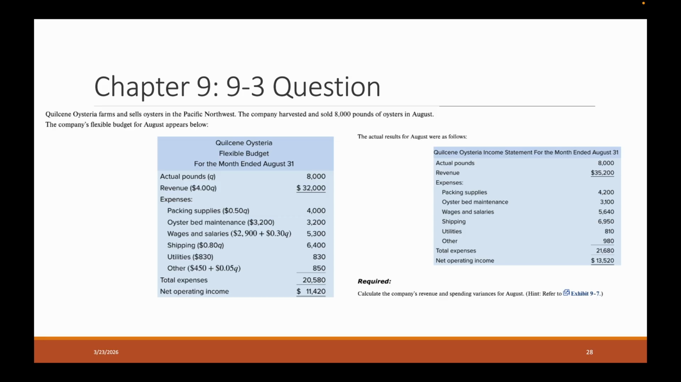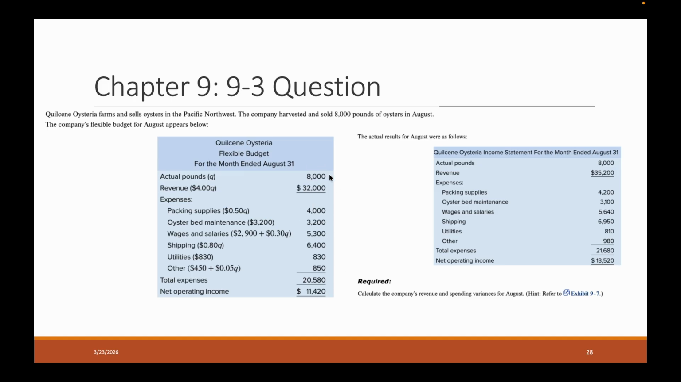More on that, we'll be looking at exercise 9-3 in the textbook. Quilcene Oysters farms and sells oysters in the Pacific Northwest. The company harvested and sold 8,000 pounds of oysters in the month of August. The company's flexible budget for August appears below. The flexible budget is what you're planning or estimating for that month, and the actual results for August are over here. So we're going to be comparing the difference between what they planned in the flexible budget versus what they actually produced in the actual income statement for the month ended August. And we're going to be deciding whether those are favorable or unfavorable changes.